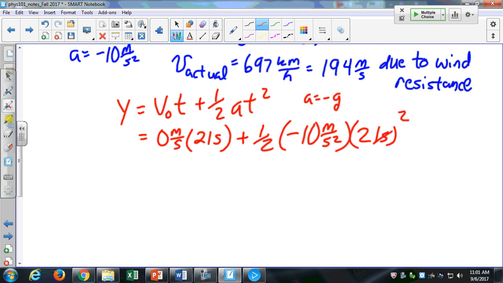I can check my units. The seconds squared cancel there. Seconds cancel there. Though this goes to 0. And I'm left with negative 5 times 21 squared. What is that? Like 2,000 or something. Yeah, 2205. So we'll call it 2,200 meters, 2.2 kilometers. So that's how far he's fallen in 21 seconds.